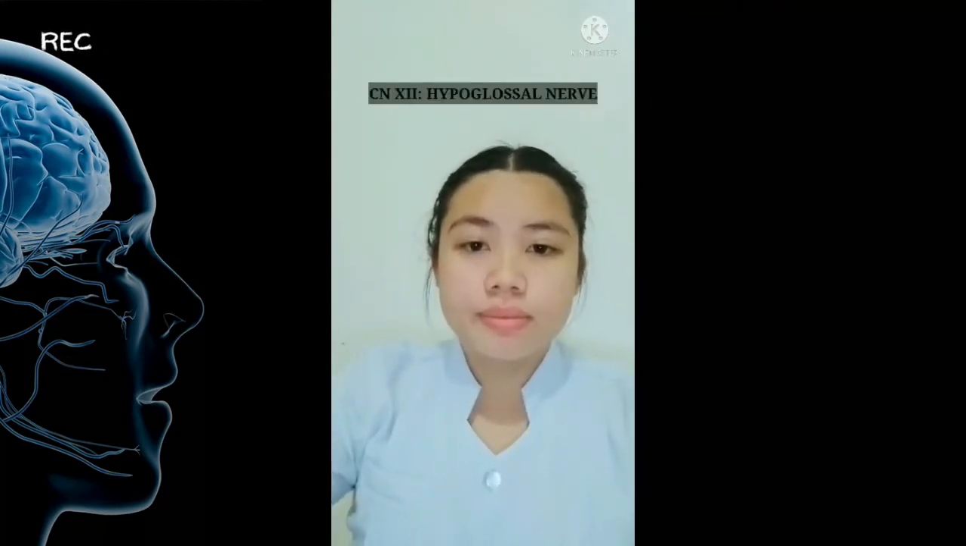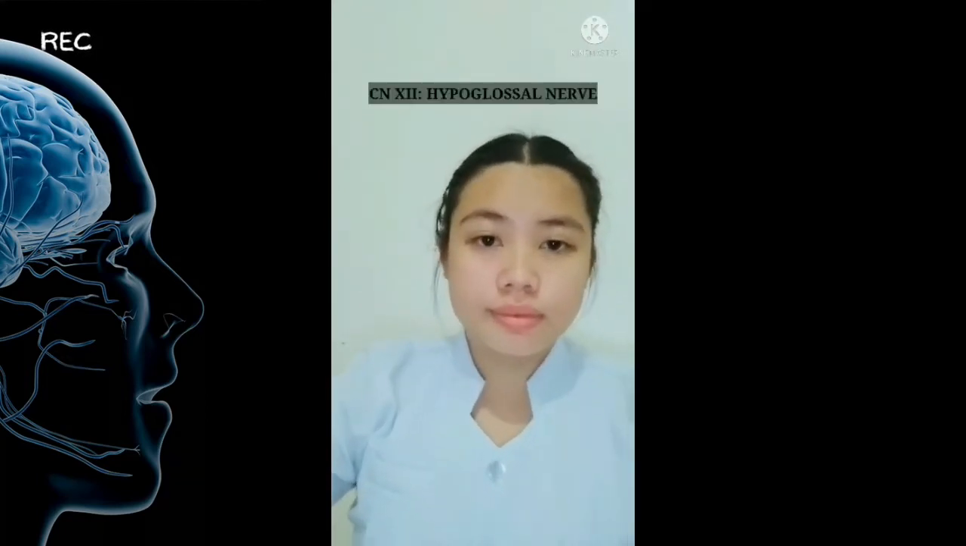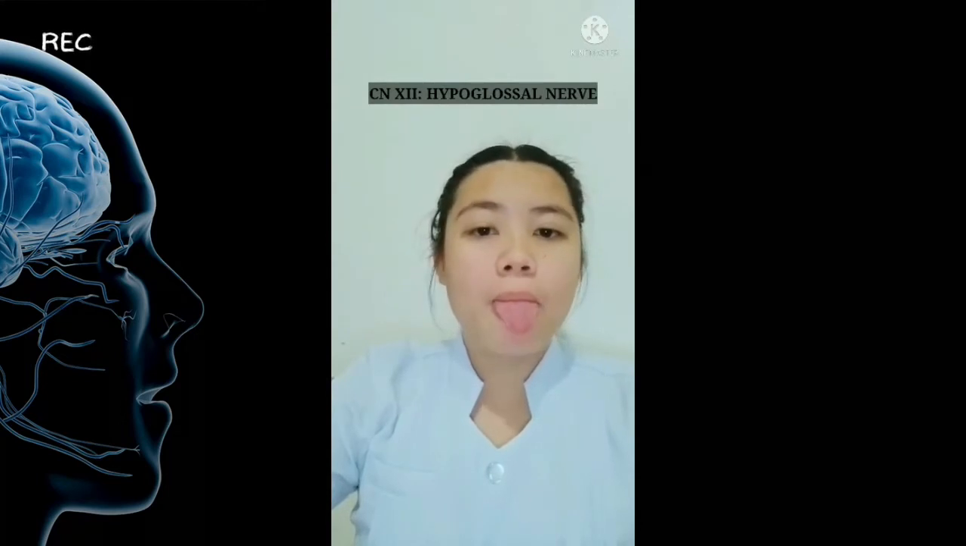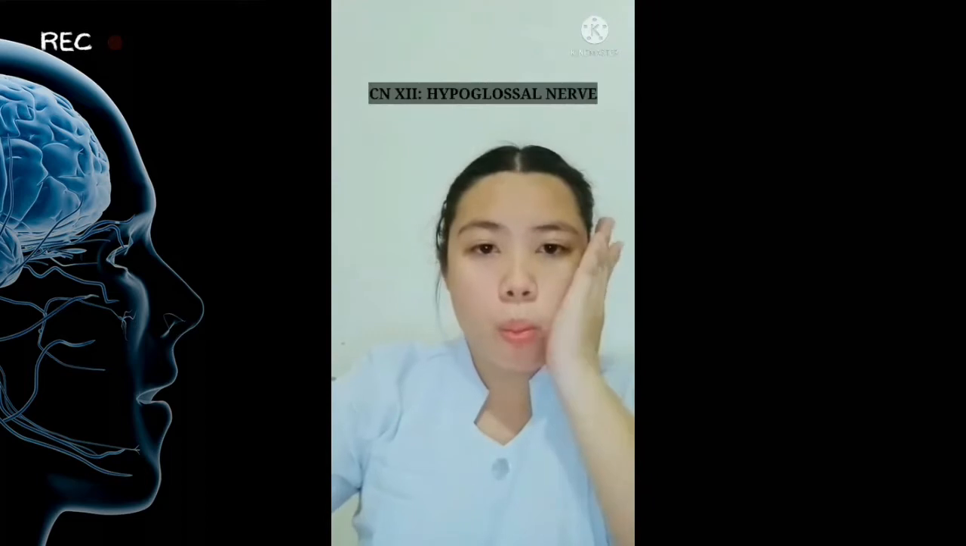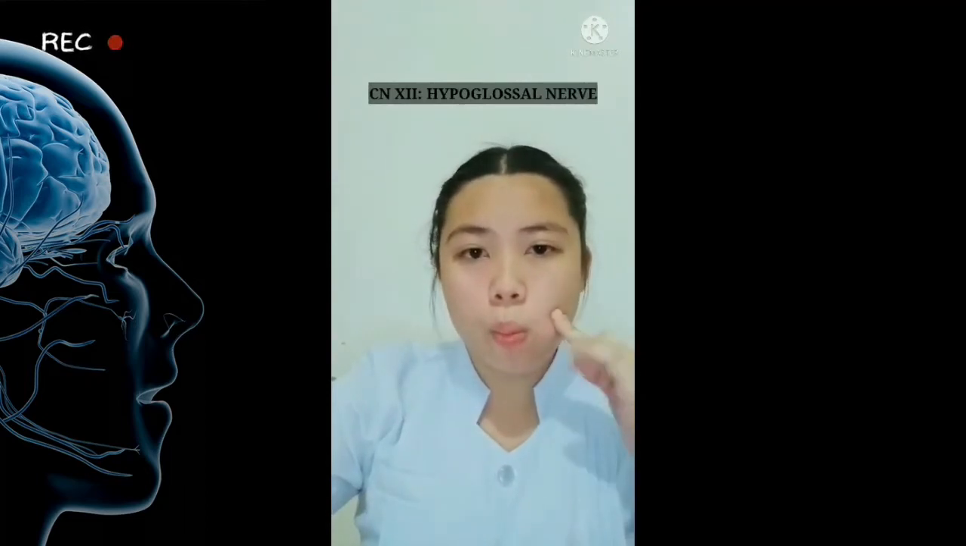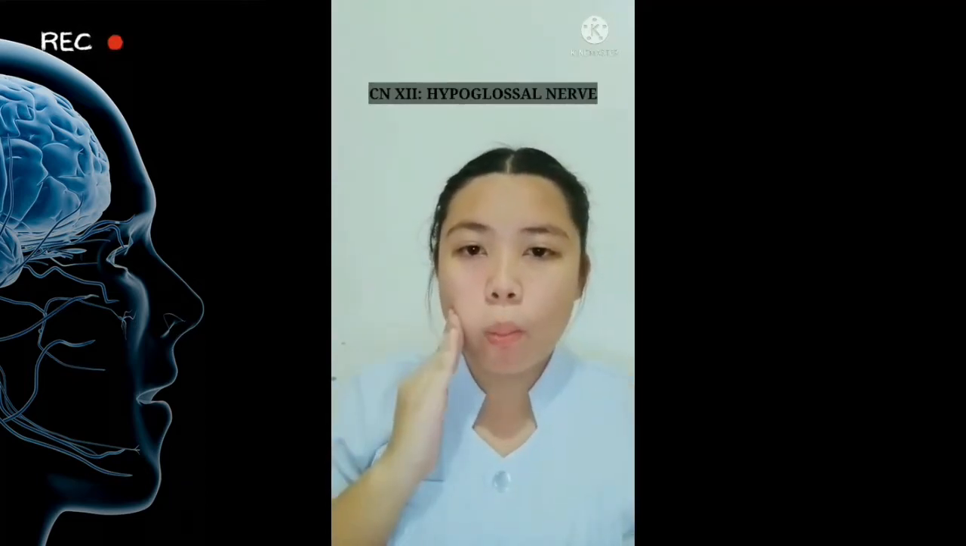Cranial nerve 12, or the hypoglossal nerve. Observe your patient's tongue for symmetry. The tongue should be midline without tremors or muscle twitching. Test tongue strength by asking the patient to push the tongue against the cheek as you apply resistance.